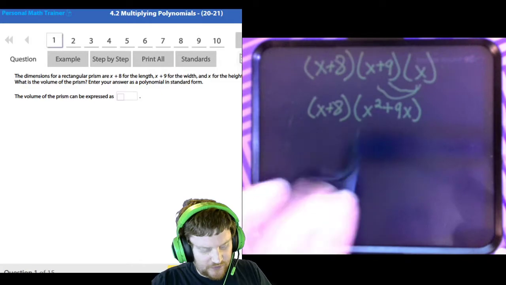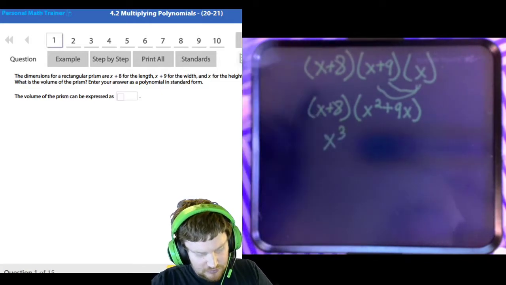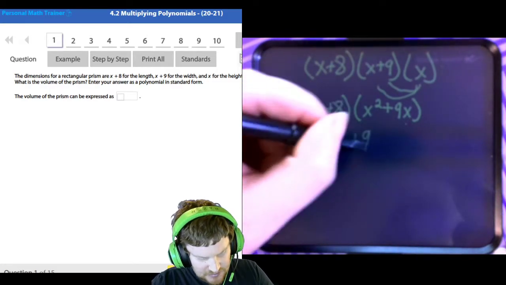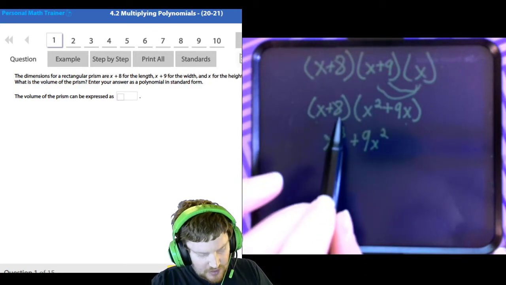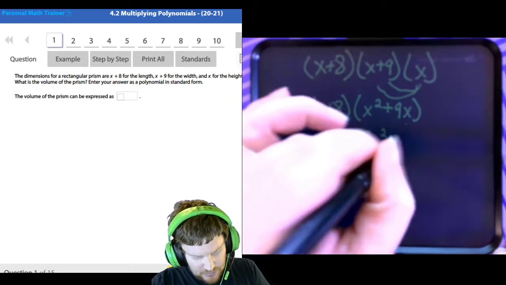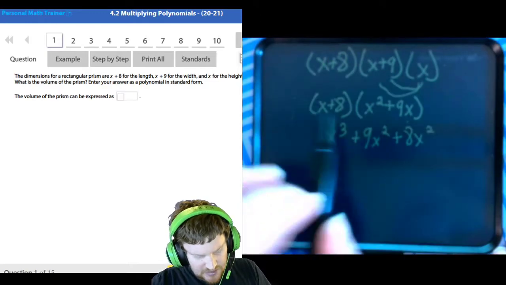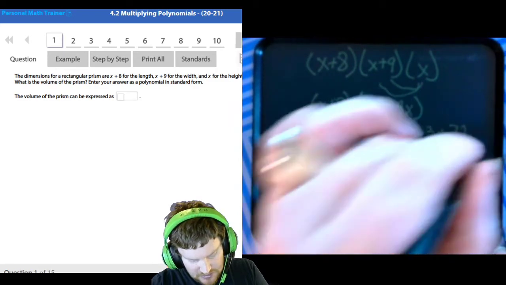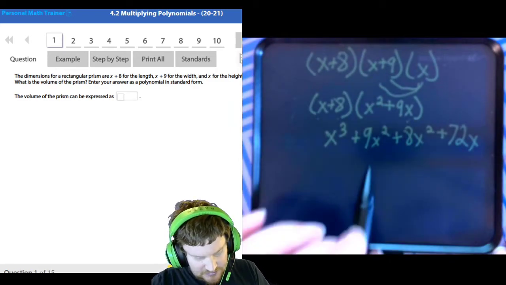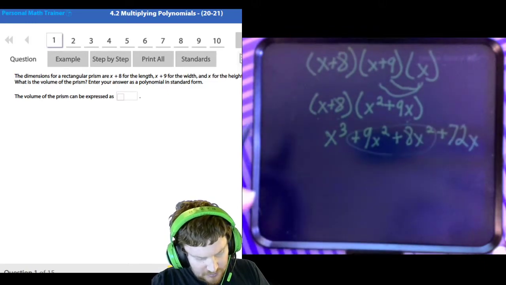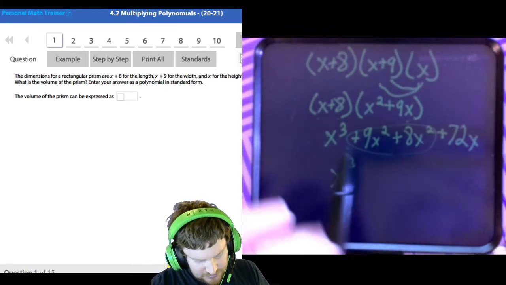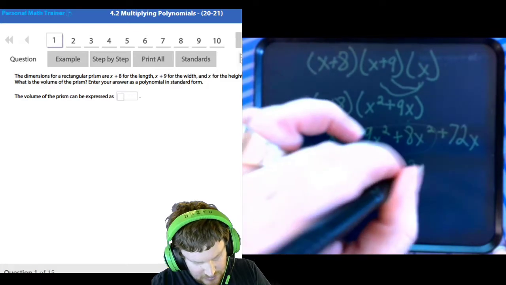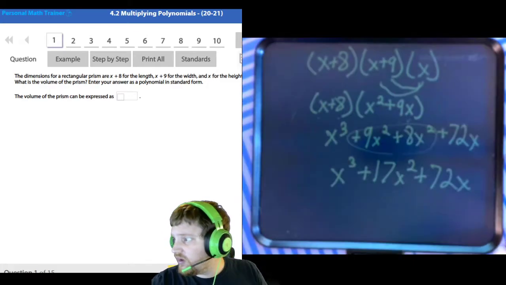So the F stands for first. X times x squared is x cubed. O stands for outer. X times 9x is 9x squared. I is inner. 8 times x squared is 8x squared. And L stands for last. 8 times 9 is 72, and it's an x, so 72x. When we FOIL properly, the middle two will combine. Then 9x squared plus 8x squared is 17x squared plus 72x.